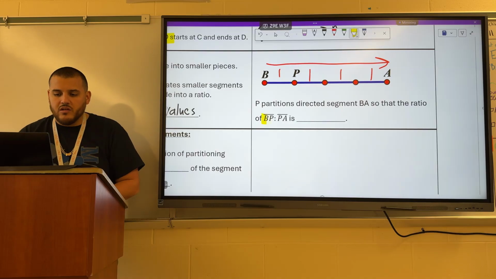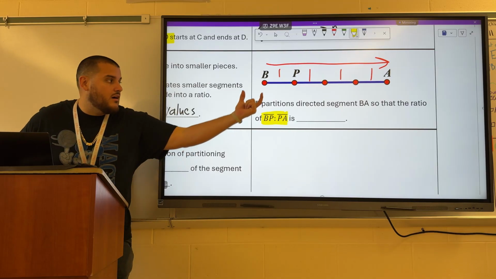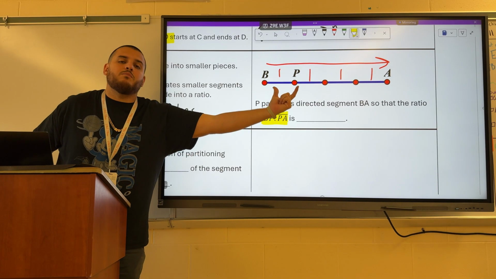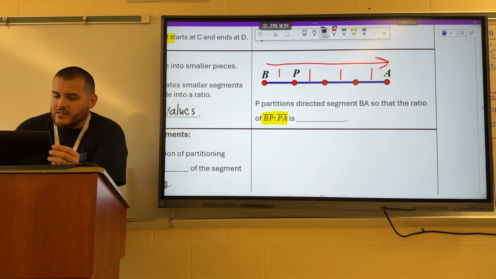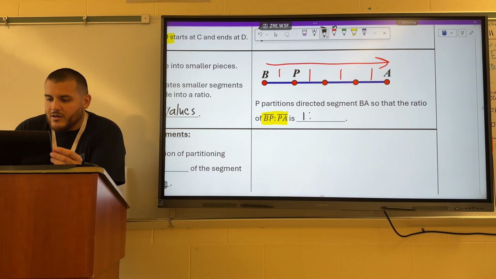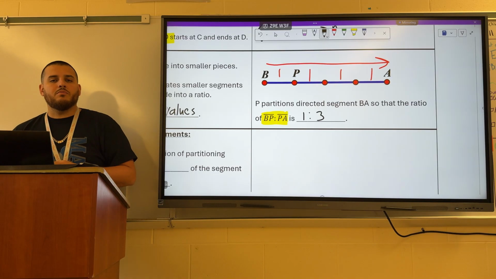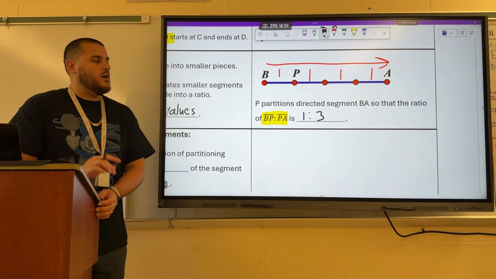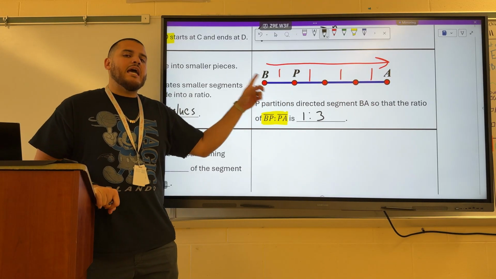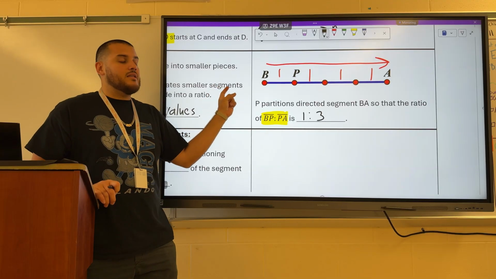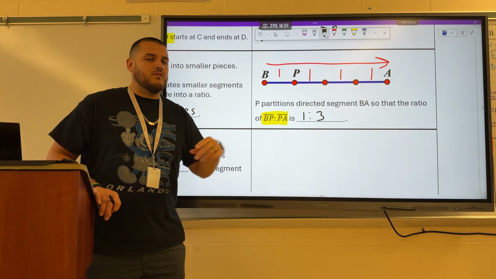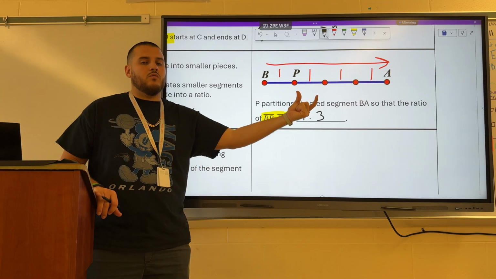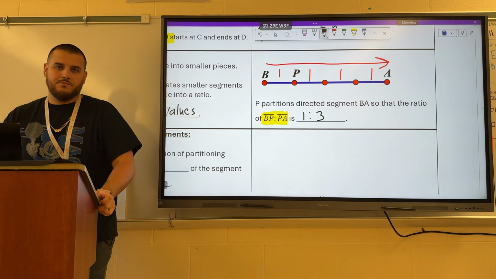So there's a ratio now, a comparison of segment BP to segment PA and how many parts are on those segments. There's 1 part from B to P compared to the 3 parts from P to A. So check the wording here. We can say point P has partitioned directed segment BA into a ratio of 1 to 3: 1 part before point P, 3 parts after point P.